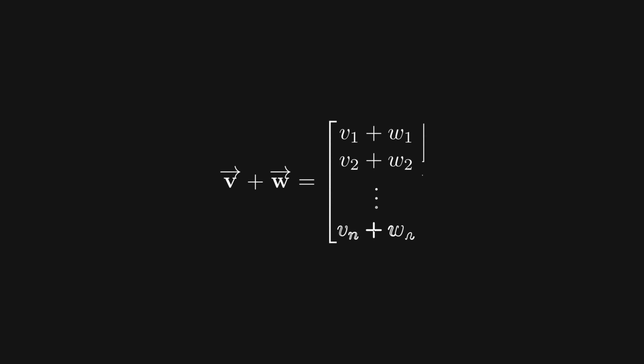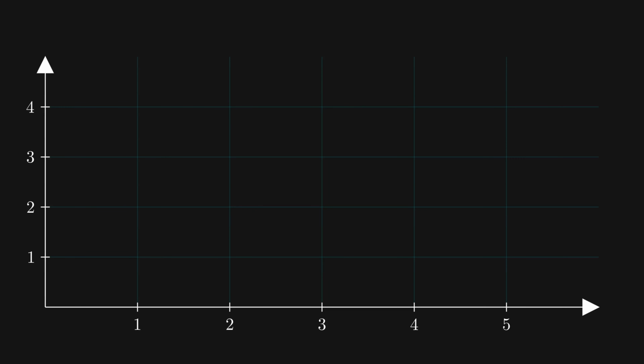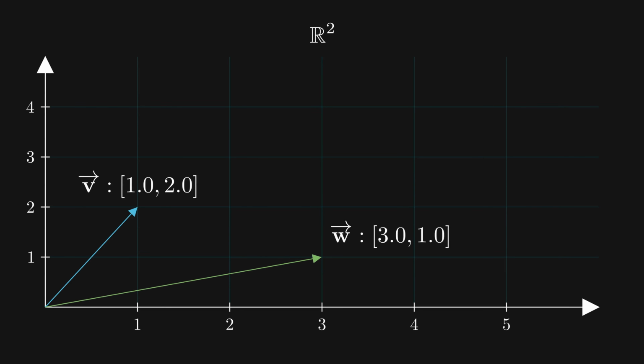Now let's take a look at different operations that we can perform over points and vectors. Vector addition, v plus w equals a vector with values v1 plus w1, v2 plus w2, and so on up to vn plus wn. The addition for vectors is an element-wise operation. For example, in 2D space, vector [1, 2] plus vector [3, 1] equals vector [4, 3].